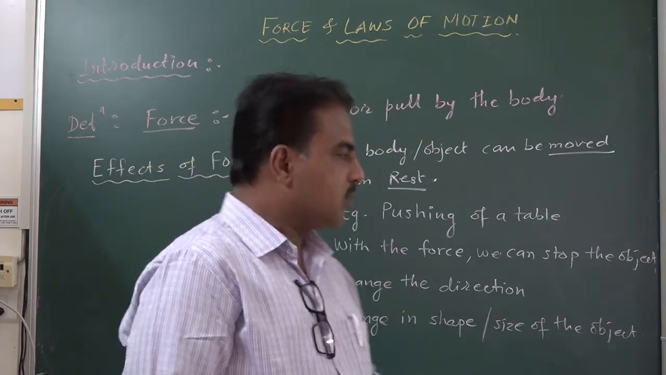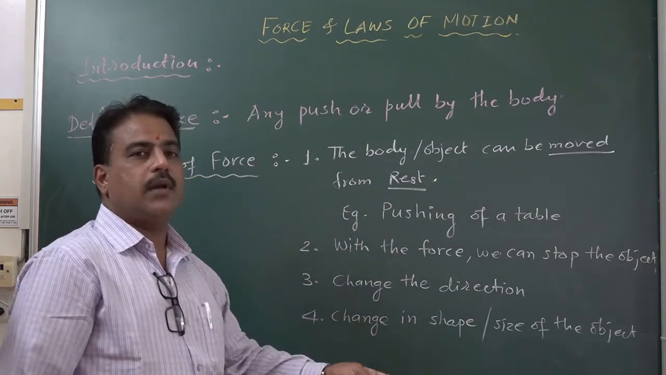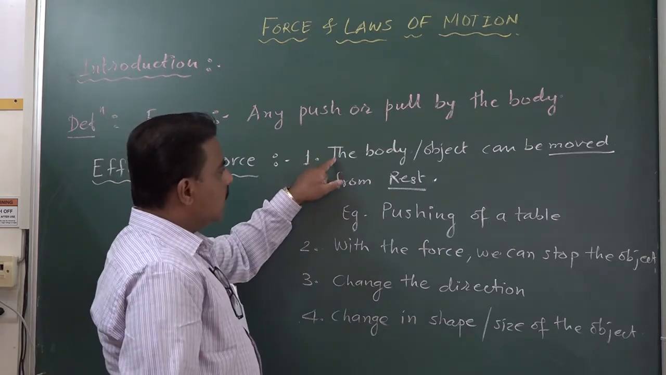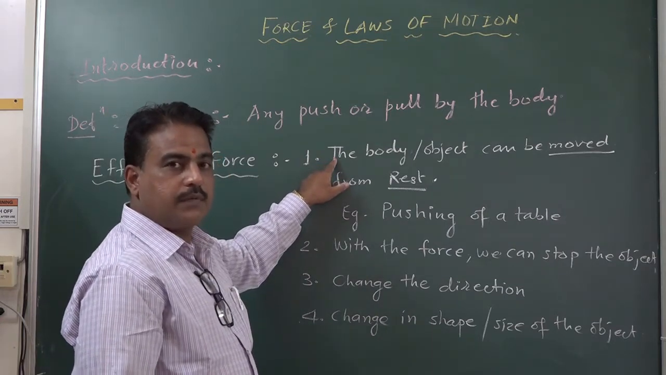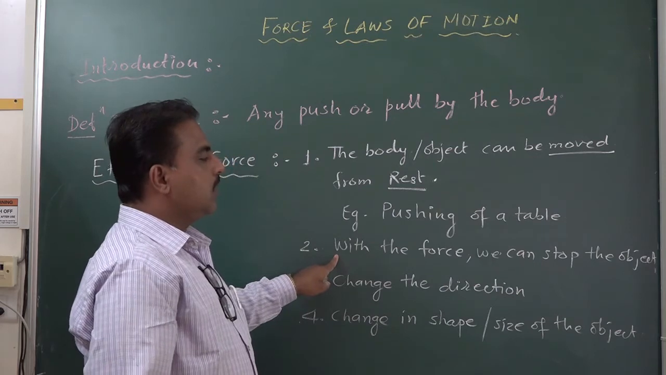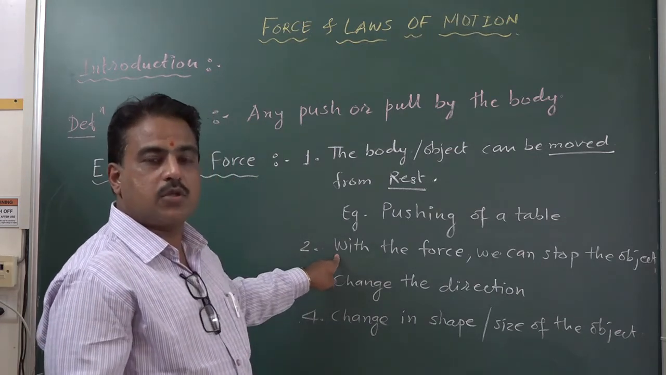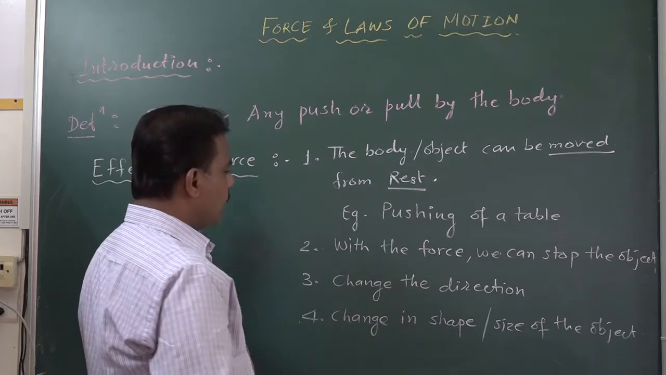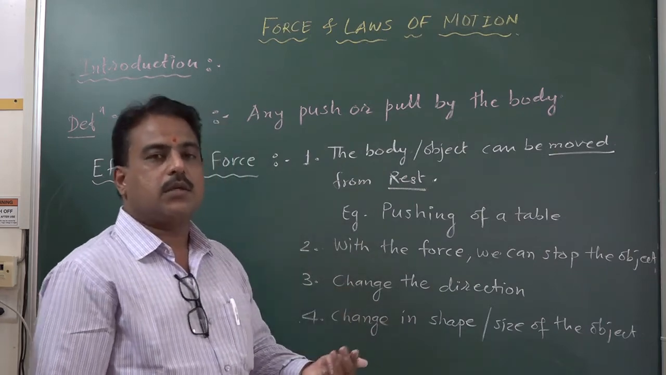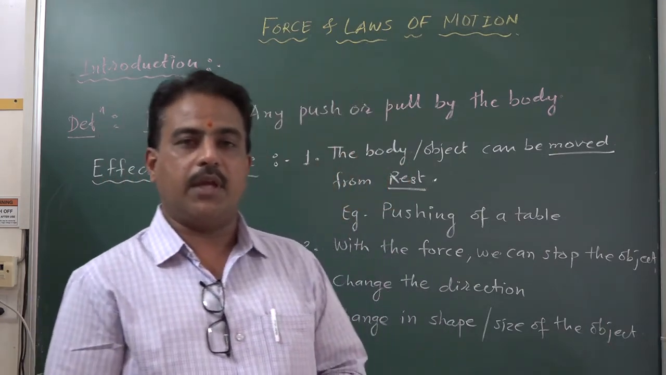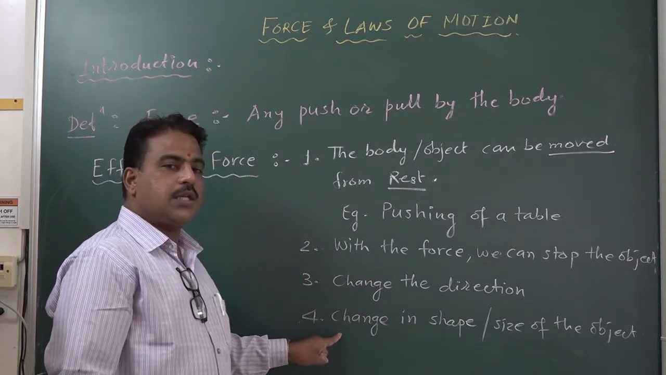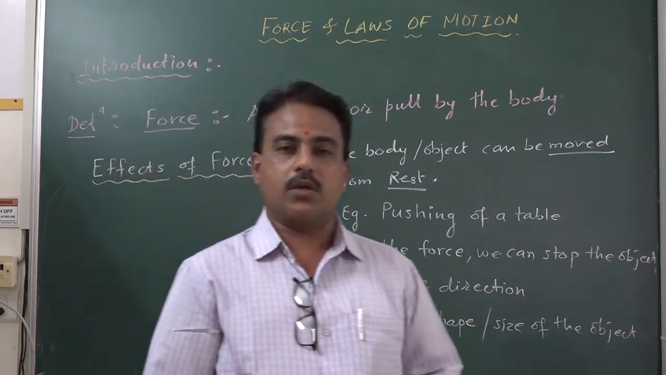So because of the application of the force, different effects happen. Sometimes the object which is at rest can be moved with the help of application of the force. Sometimes with the application of the force, the body which is already in motion can be stopped. Sometimes the direction of the object which is already in motion can also be changed with the help of application of the force. Sometimes it changes the shape or size of the object also.